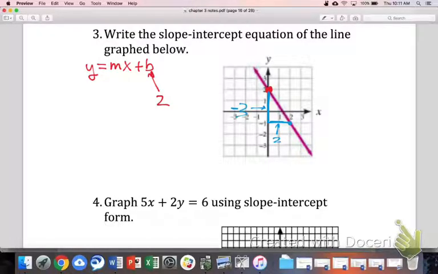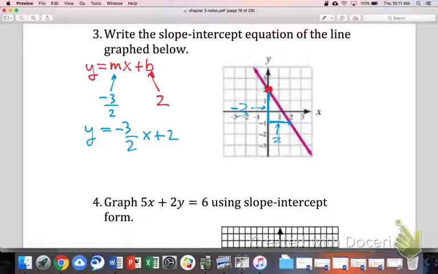So keep in mind that slope is rise over run. And so m would be the rise, which is negative 3, over the run, which is 2. So the equation of this line would then have to be y equals negative 3/2 x plus 2. What do you guys think? Okay? Do you have any questions? Okay, so I would say that number 4 is kind of like what we've been building up towards. So let's take a look at number 4.